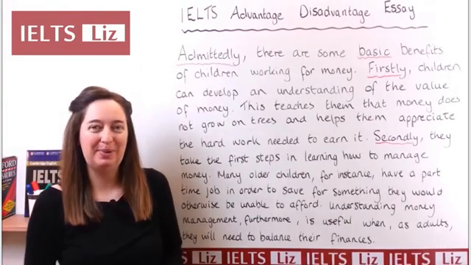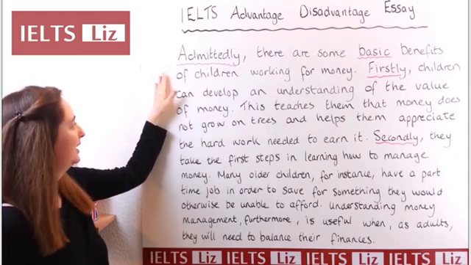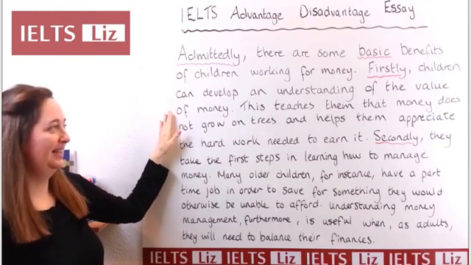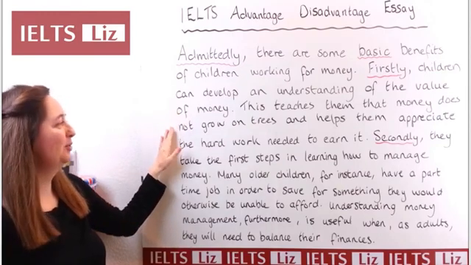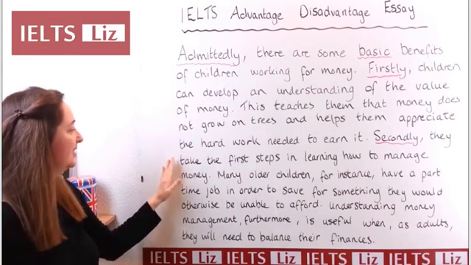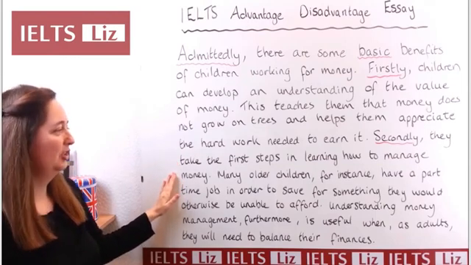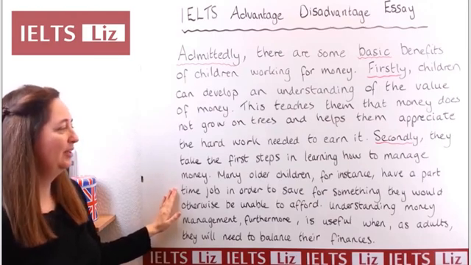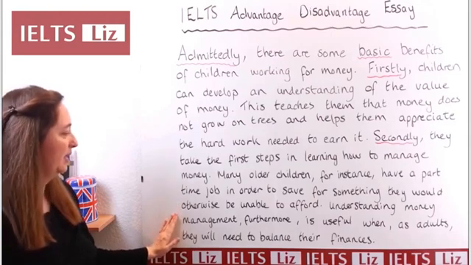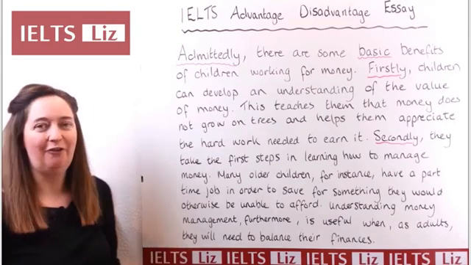The first body paragraph. Admittedly, there are some basic benefits of children working for money. Firstly, children can develop an understanding of the value of money. This teaches them that money does not grow on trees and helps them appreciate the hard work needed to earn it. Secondly, they take the first steps in learning how to manage money. Many older children, for instance, have a part-time job in order to save for something they would otherwise be unable to afford. Understanding money management, furthermore, is useful when, as adults, they will need to balance their finances.